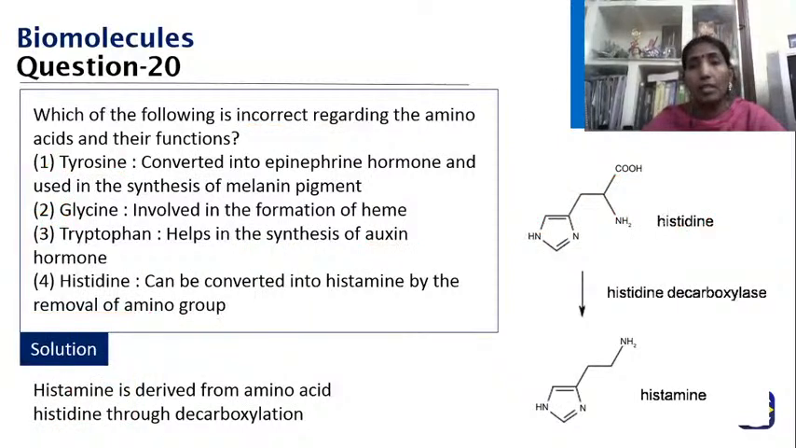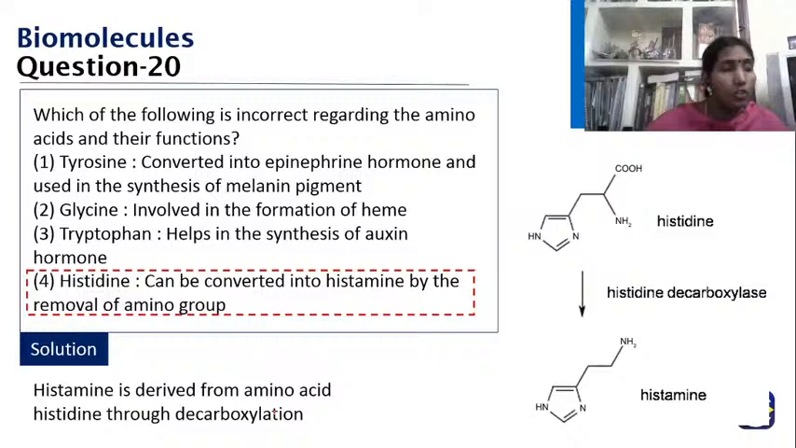So what is happening here? Look at this. Here, in the histidine, you see the histidine decarboxylase. What is happening? The carbon dioxide is removed. Through decarboxylation, it is not the removal of the amino group, rather it is the decarboxylation. That concept you have to know. So you have given the right answer, children.